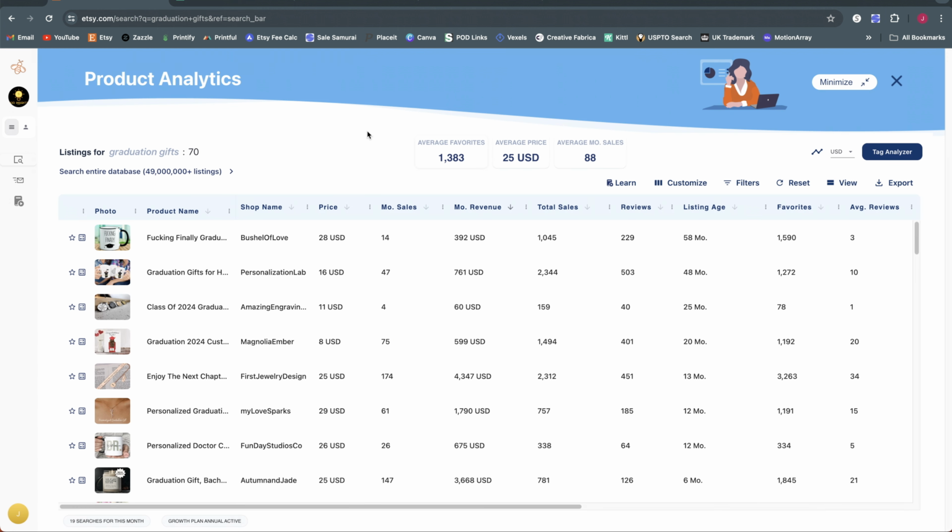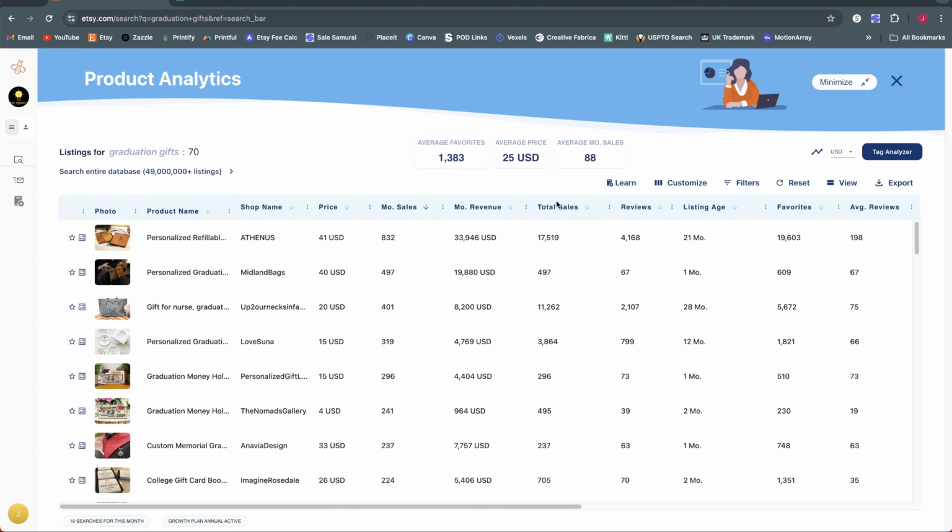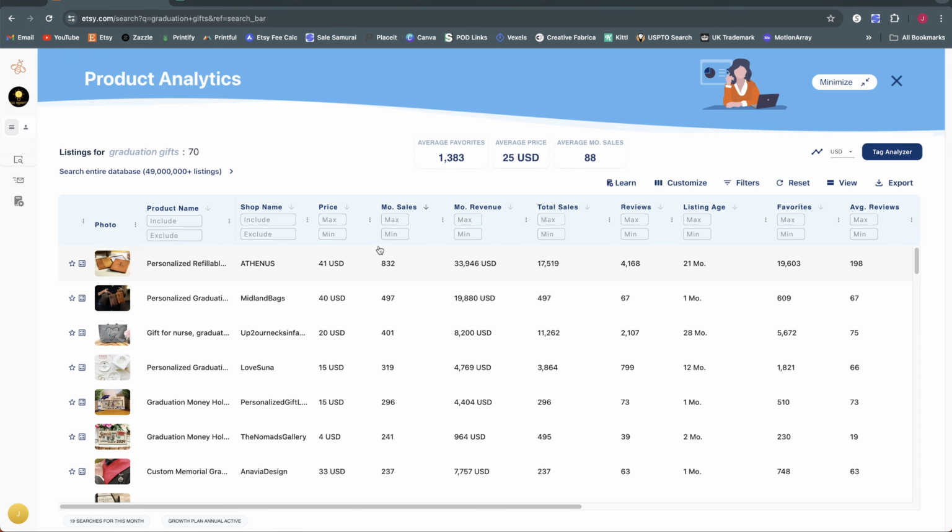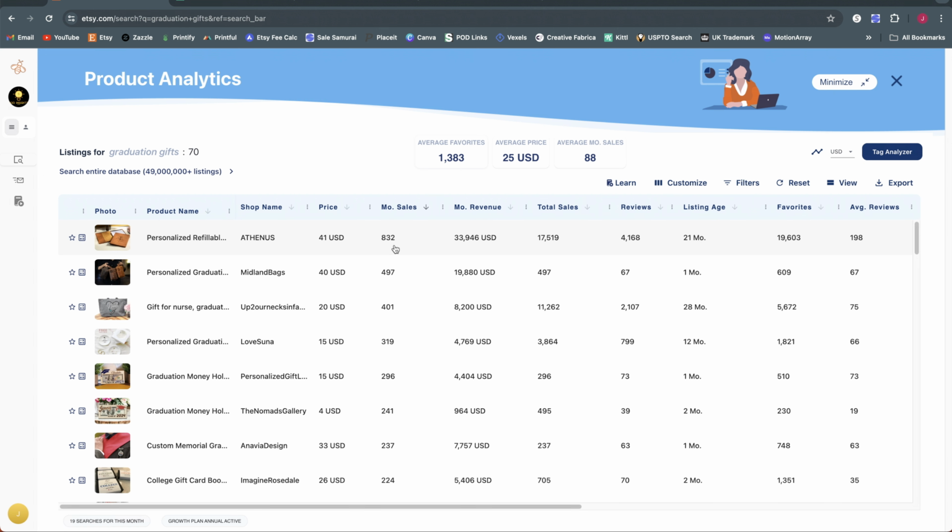So I'm going to pop open my product analytics from the Chrome extension here. The first thing I'm going to do is sort this by the monthly sales column. I could also use the filters here to set a minimum or maximum monthly sales that I want to see, but I like to just hit that sort because it's super fast. So we're seeing these sorted now by estimated monthly sales, so our top sellers are at the top. And what we're looking for are things that could be print on demand products that we could potentially look further into a niche for.